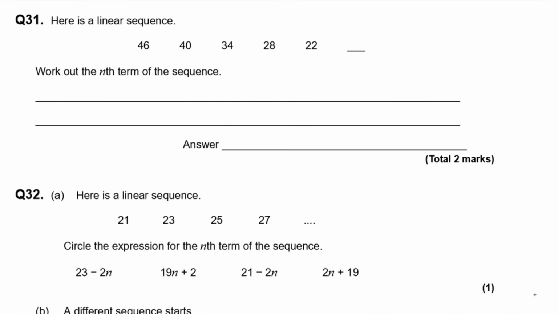Question 31, here is a linear sequence, 46, 40, 34, 28, 22. Work out the nth term of this sequence. So this time it is going down in 6, isn't it? It's minus 6, minus 6, minus 6. So I know something that goes down in sixes.